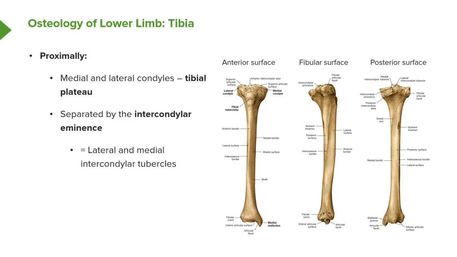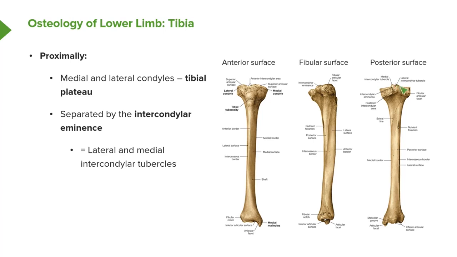Proximally, we can see we have medial and lateral condyles of the tibia. Here we have our lateral condyle, and here we have our medial condyle. We can see this anteriorly, and we can also see these posteriorly. Here's the medial condyle, here's the lateral condyle. They are separated by the intercondylar eminence, this small little elevation of bone that sits on top of the tibial plateau, an otherwise flat surface.